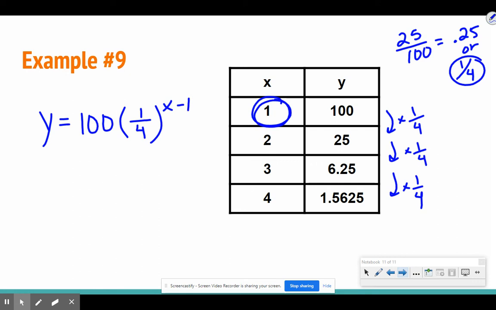I understand that exponential is a little more complicated than linear. So if you need to, go back through the video, ask your teacher questions if something didn't quite make sense. Go through the practice problems, make sure that you understand.